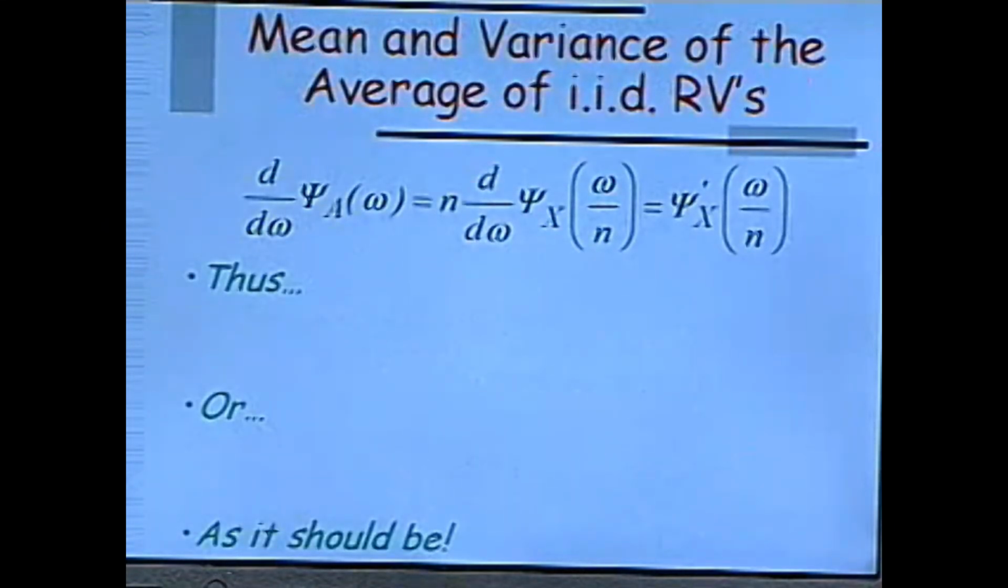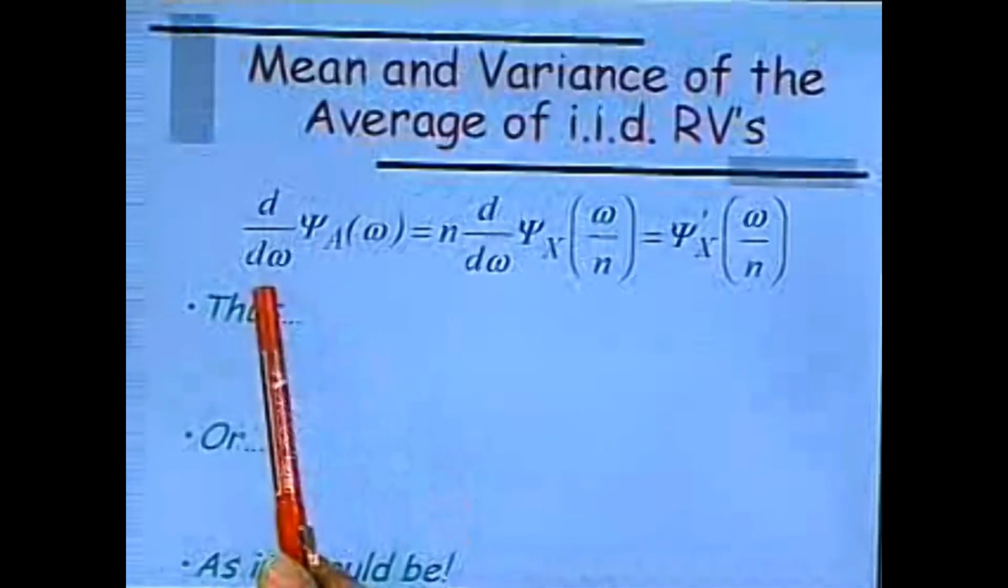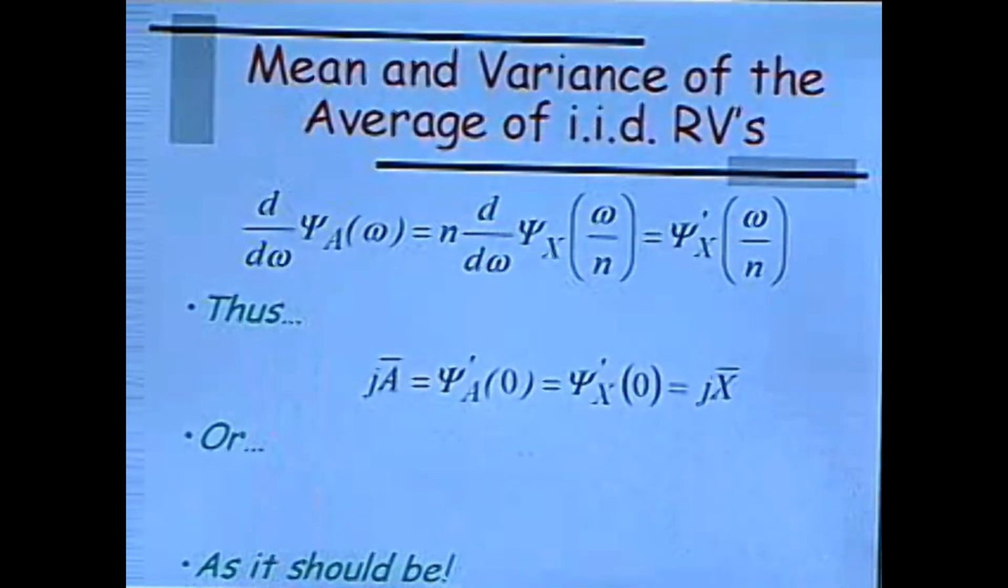So let's compute first of all the mean of the average, and we do that by taking the first derivative of the second characteristic function, and we find out by evaluating the first derivative at the origin, if you remember that, that indeed the expected value of the average is equal to the expected value of x. Exactly what we wanted, because that's what we're trying to do anyway.